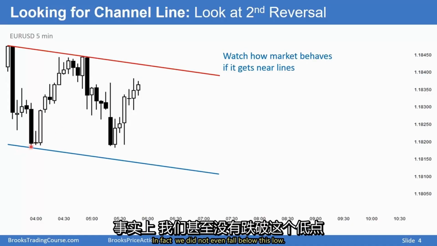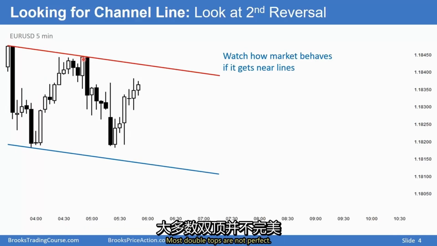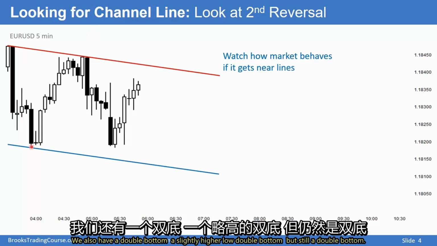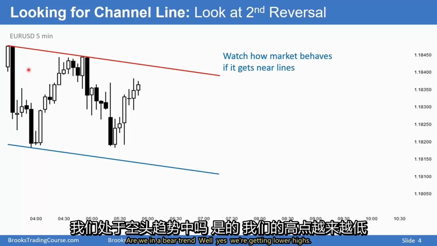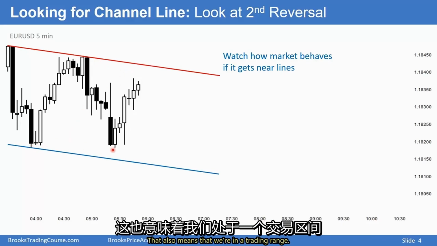In fact, we did not even fall below this low. We have a higher low, so now we have a double top. Most double tops are not perfect. The second high is usually below or above the first high. We also have a double bottom, a slightly higher low double bottom, but still a double bottom. Are we in a bear trend? Well, yes, we're getting lower highs. Are we in a bull trend? Sure, we're getting higher lows. That also means that we're in a trading range.